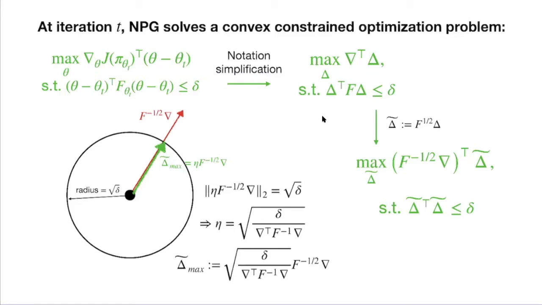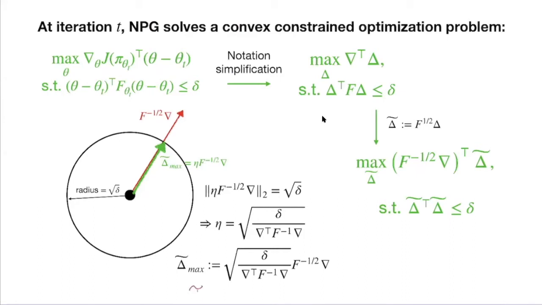Plugging in back, this gives us an expression for this green vector, this tilde delta. Now we get an expression for tilde delta. And the last step to do is to map tilde delta back to delta, because delta is the parameter that we actually care about.